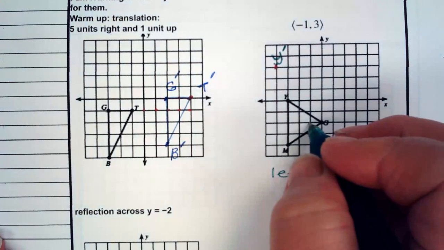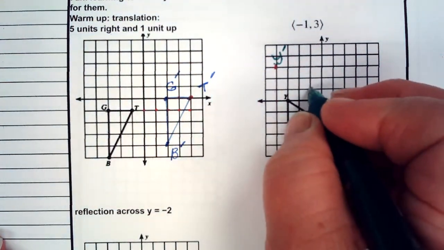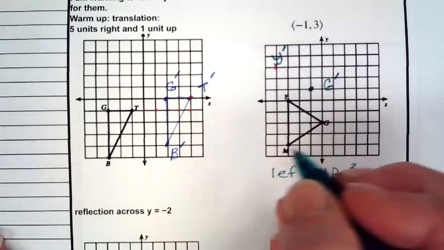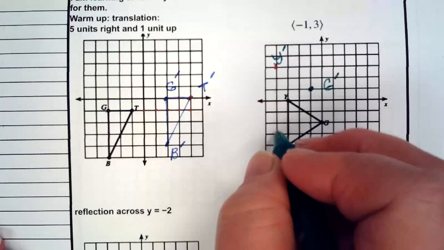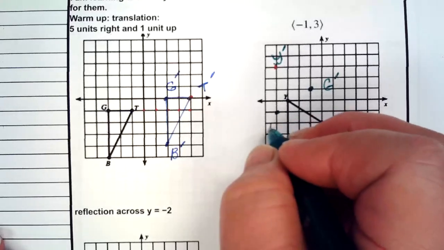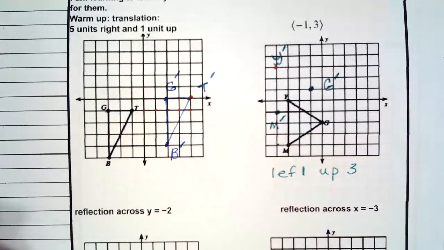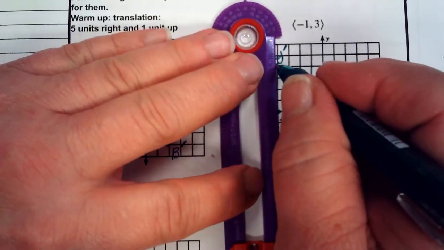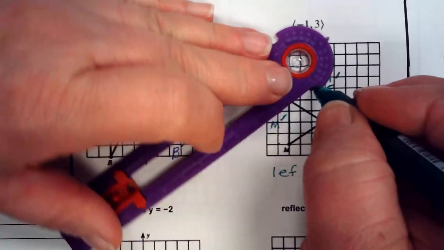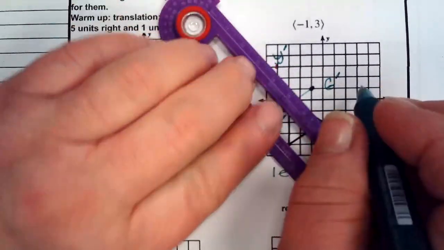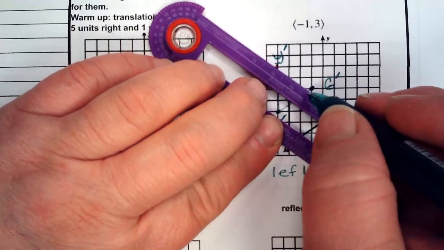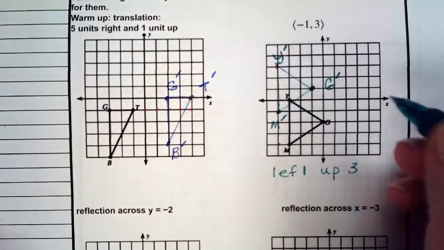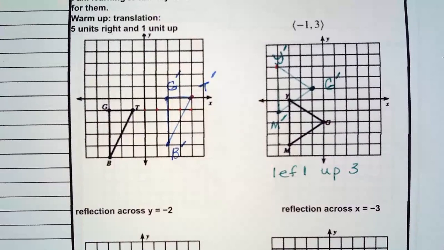This is left 1 and up 1, 2, 3. G prime. Left 1, up 1, 2, 3. M prime. Connect your dots. And you are done. Check and make sure that both triangles look exactly the same, and they do.